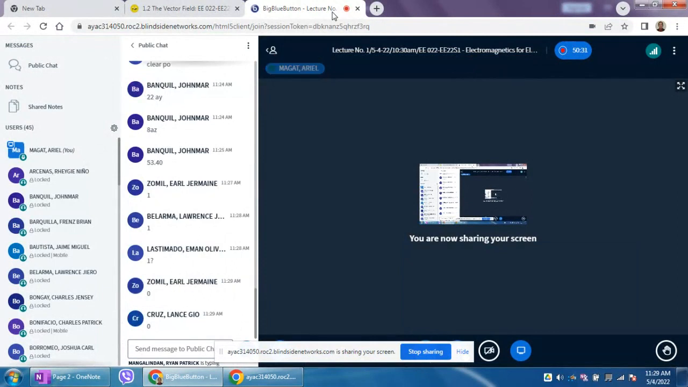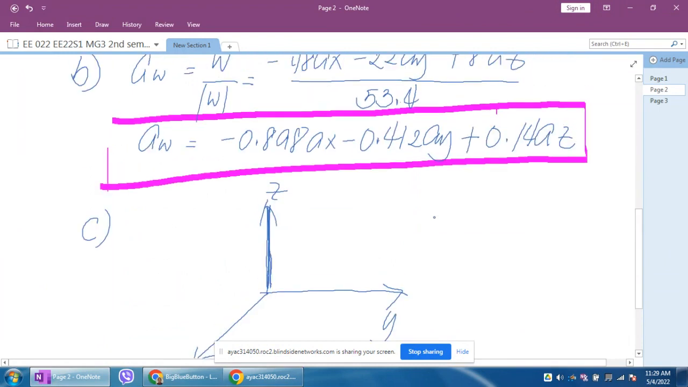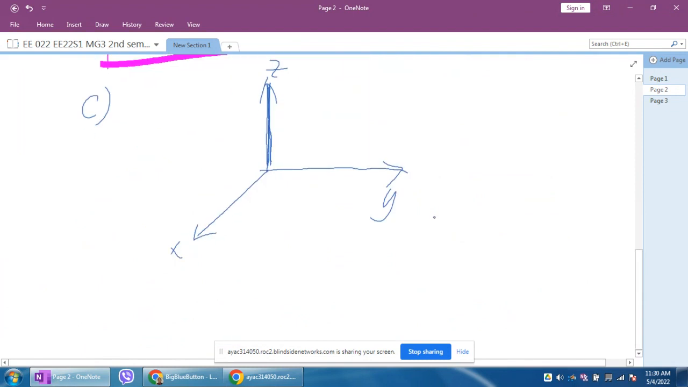Si Lance Cruz, 0. Si Irv, 0. Ryan, 0. That is correct. Di ba pag nasa Z-axis tayo, wala namang value si X, wala namang value si Y. So, yun yung isa sa ating observation doon sa tanong. Ibig sabihin, kung nasa Z-axis yung point na hinahanap ko, ang value ng X at value ng Y, 0. So, i-rewrite ko po yung aking vector field.